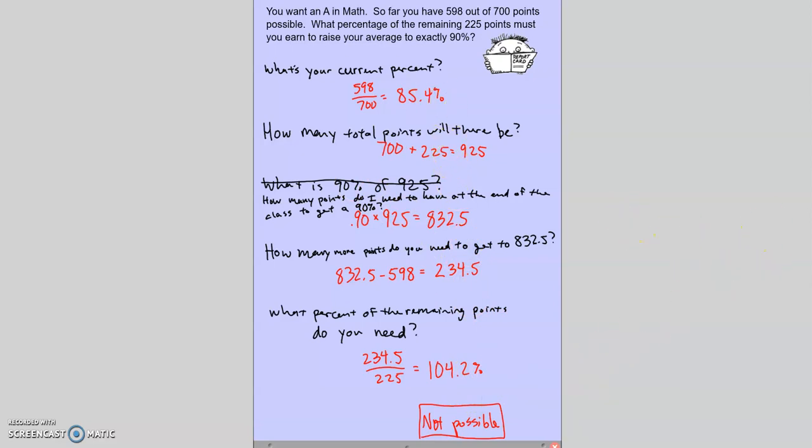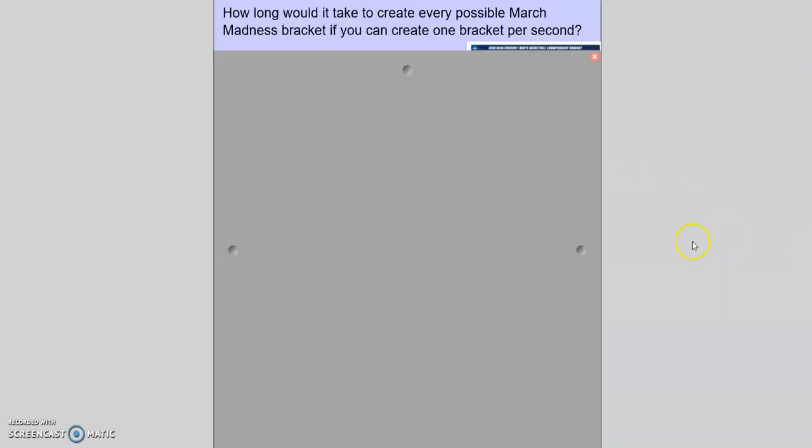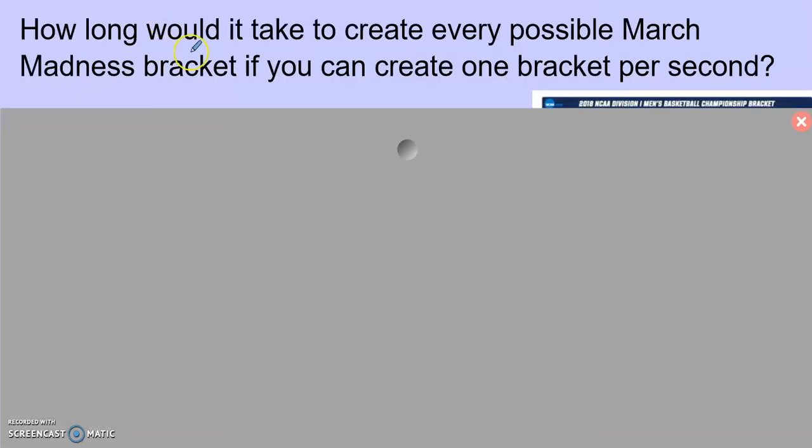Let's take a look at another example. This example might make you a little sad, but we're going to talk about a March Madness bracket, which is unfortunately not happening this year. It makes me sad as well, but it's always one of my favorite sporting events, and there's a lot of awesome math we can do.